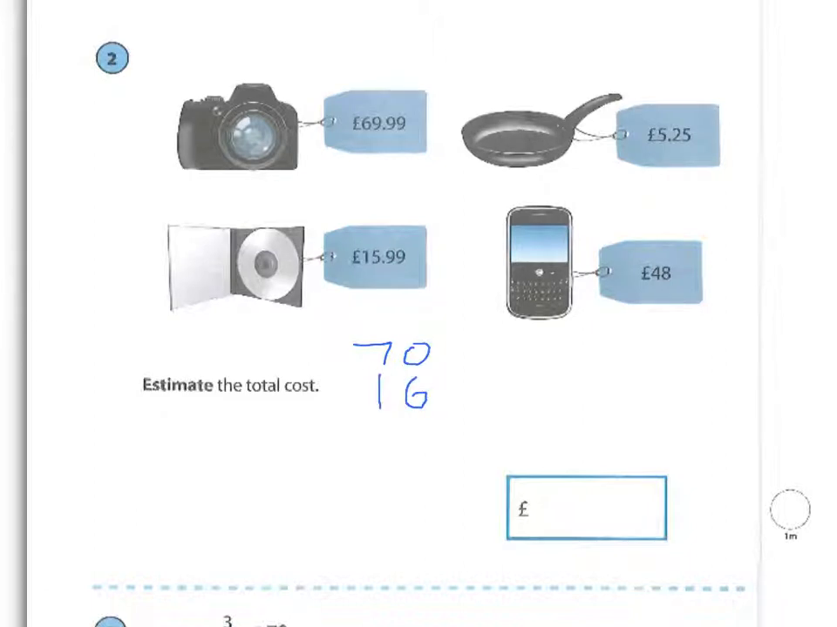For the mobile phone, it would be £48, and for the saucepan, £5. So I would add those up, and that would give me my estimate. Now for the units column, that comes to 19, so carry 1, and for the tens column, that comes to 13, giving me £139.